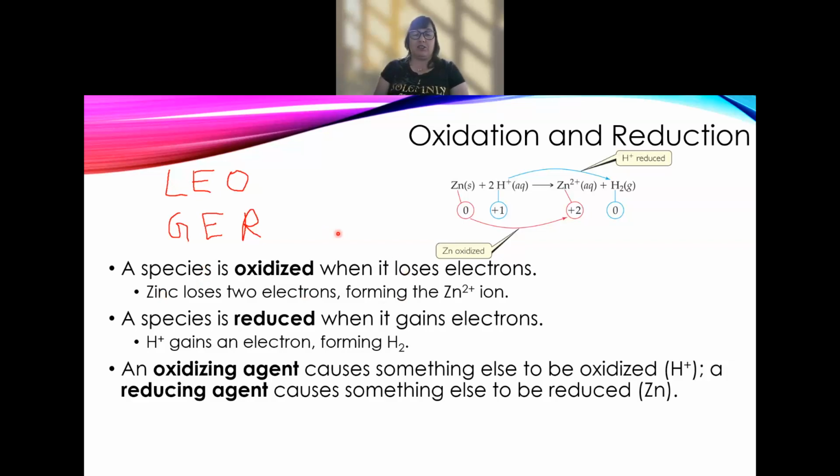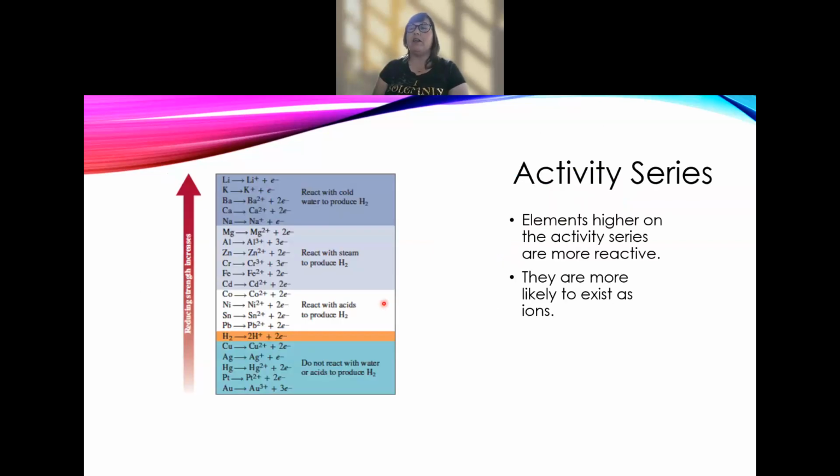All right? So now we've talked about oxidation. A species is oxidized when it loses electrons. A species is reduced when it gains electrons. LEO the lion goes GER: lose electrons oxidized, gain electrons reduced. OIL RIG: oxidation is loss, reduction is gain. An oxidizing agent causes something else to be oxidized, so it is the thing that is reduced. And a reducing agent causes something else to be reduced, so it is itself oxidized. Okay? So that's how we define redox.